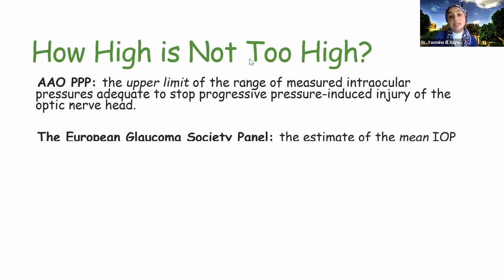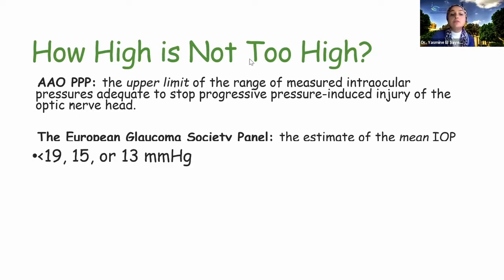So the easiest thing is to look out for numbers. So how high is not too high? According to most studies on open-angle glaucoma, a 30 to 50% reduction in IOP would hinder further deterioration. But this doesn't apply to advanced glaucoma. In advanced glaucoma, if you're starting out with a pressure of 40 and you bring it down to 20 millimeters of mercury, this is still not an ideal target in most cases. You need to bring it further down.